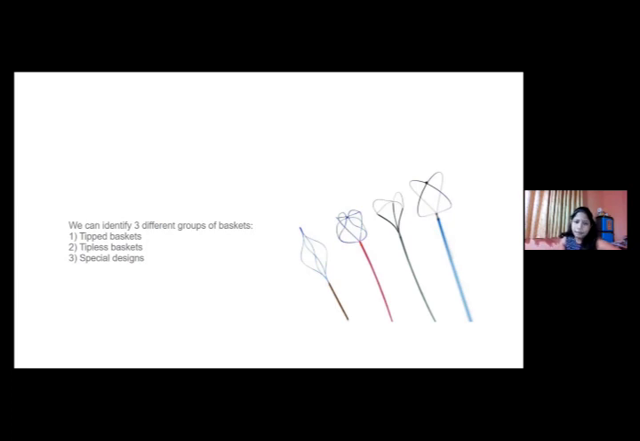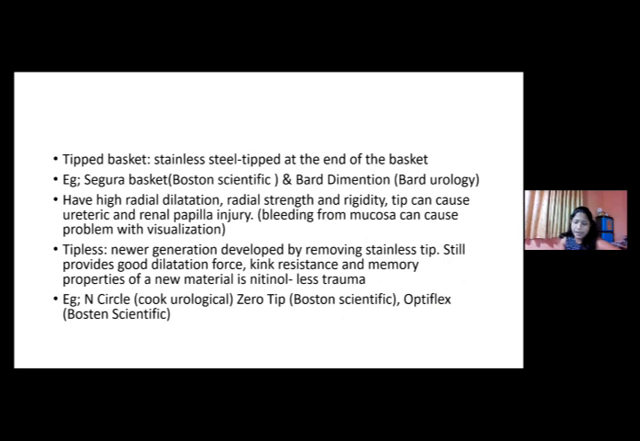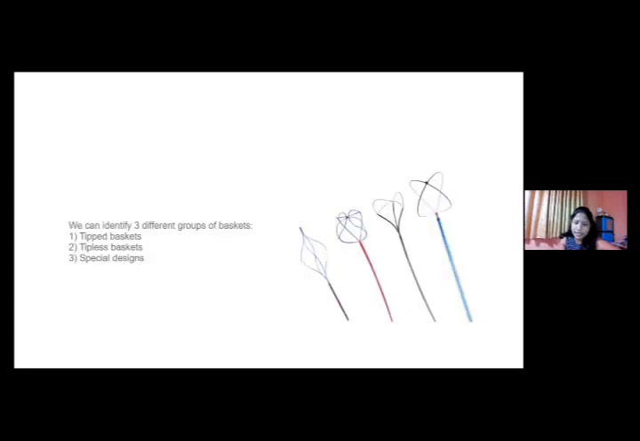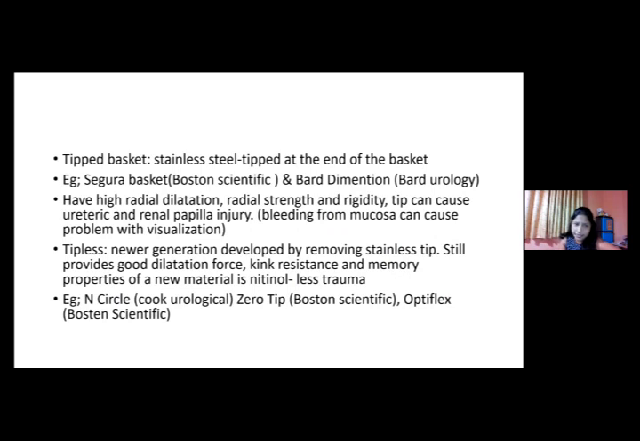The tip basket is the one you can see with a helical shape, made of stainless steel, tipped at the end of the basket. They have high radial dilatation, radial strength, and rigidity. But the problem with the tip is that it can cause ureteric or renal papilla injury, so it is not to be used to remove stones from the renal pelvis. The tip can also cause bleeding from the mucosa, which can cause problems with visualization.